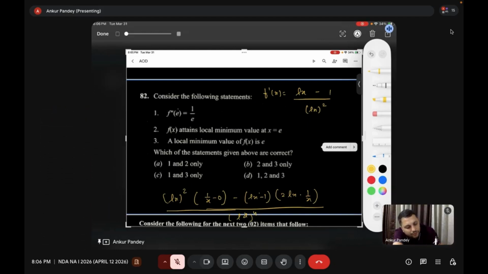So as I put x equal to e, what do I get? Look here. 1. Yes or no? Log e is 1. So 1 square gone. 1 minus 1 is 0, this whole term is gone. Here I am getting 1 by e in the numerator. Denominator log e is 1 to the power 4. So this statement is correct. Yes or no?